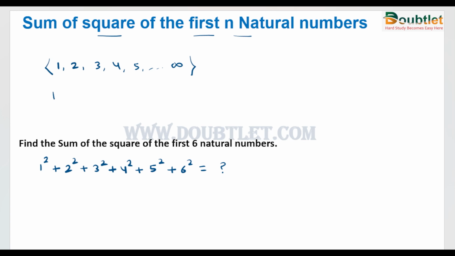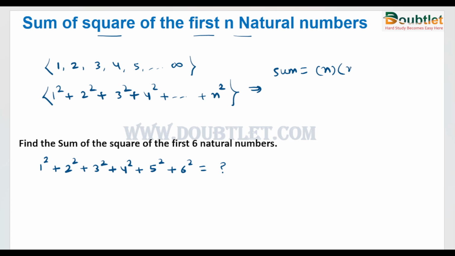If we need to find the sum of squares of n natural numbers, like 1 square, 2 square, 3 square, 4 square, and so on up to n square, where n is a positive integer, then we have to use a certain formula. We do not need to calculate each square and then add the terms individually. So what will we use? We will use the formula n multiplied by n plus 1 multiplied by 2n plus 1, divided by 6. This is the formula that we have to memorize while solving such problems.